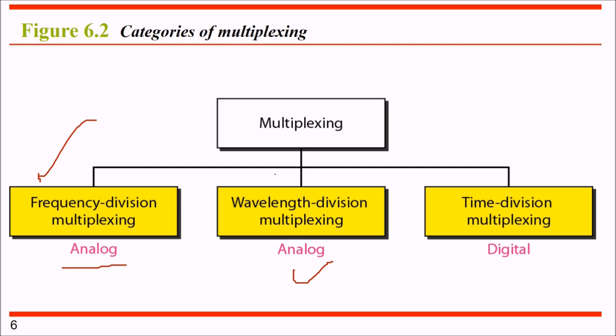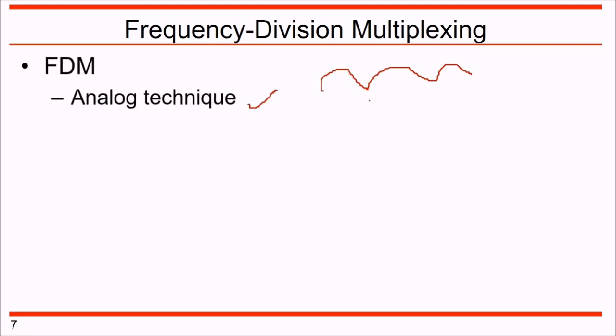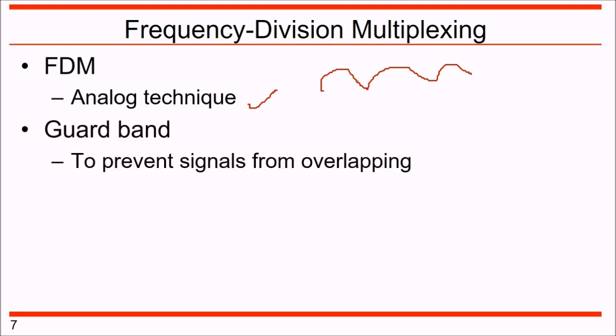Now, you need to know that FDM and WDM are for analog signals. They are not for digital. TDM is for digital. These are the categories of multiplexing. Start with FDM. It's an analog technique. It has certain guard bands. We'll see why we need a guard band.